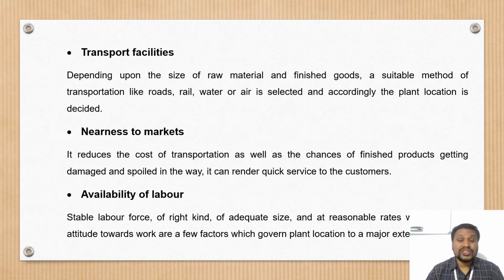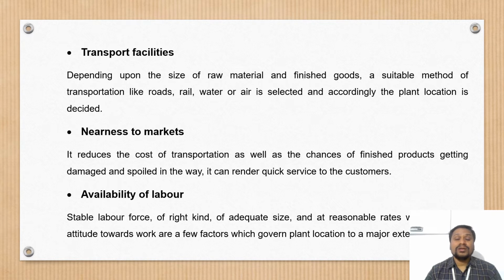Okay, so the next factor is the nearness to market. If the plant is nearer to the market, it reduces the cost of transportation. It also reduces the chances of the finished product getting damaged on the way. So nearness to market is the next factor governing plant location.